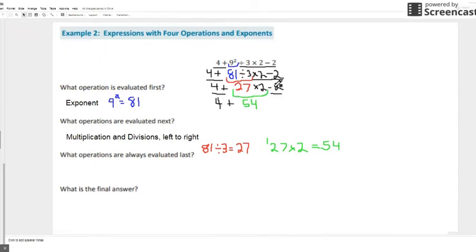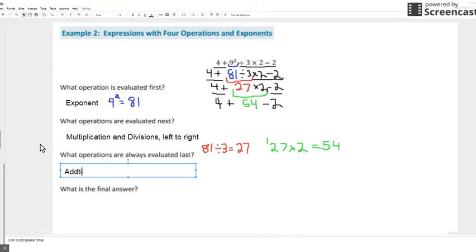I still haven't touched the subtraction of the 2, so let's bring it down. So that's why I box it in, so I see what I have done and what I haven't done. That way I can bring it down appropriately. Next, it says, what operations are always last? Well, here we go again. We have addition and subtraction. And once again, these are also from left to right.